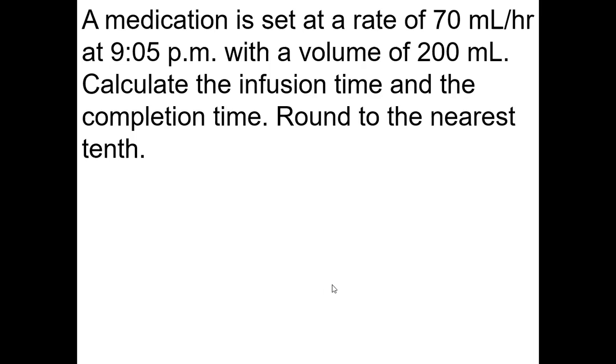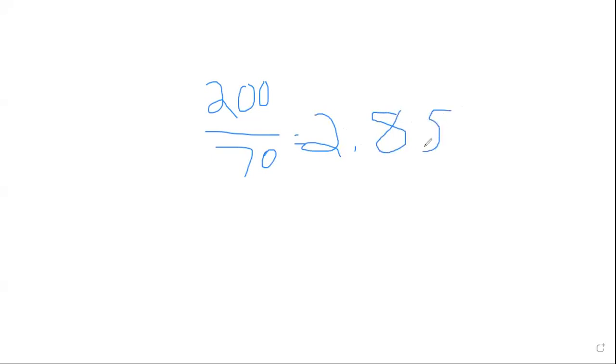All right, so now let's go to the whiteboard. The first thing we're going to do is take our total volume of 200 and divide that by 70. That's going to tell us how long the pump is going to run for, how many hours. Okay. So 200 divided by 70 is 2.85 hours. Okay. So we're going to take that 2.85 and use this 5 and round it up to the nearest tenth. So this would be 2.9 hours.